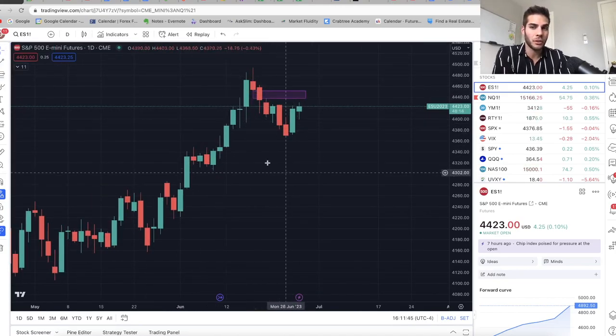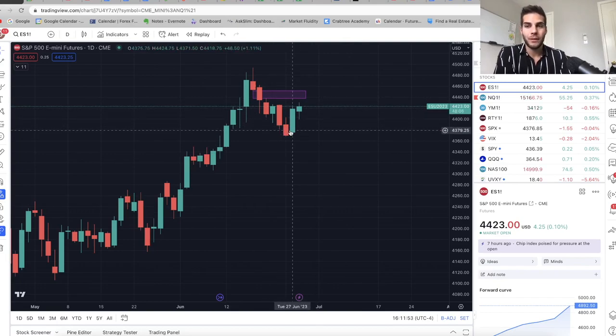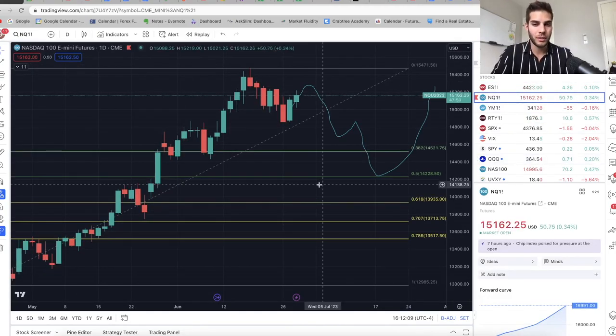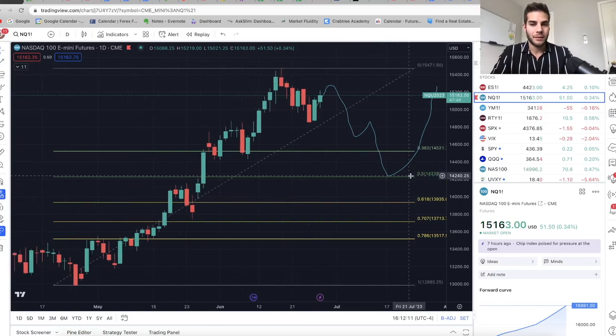ES, I'm not looking for any shorts, because if you just look left to right, there's no lower swing lows. We just keep making higher swing lows. So realistically, anyone looking for swings would want to swing this long here and actually be long 4,400 with a target of 4,500.